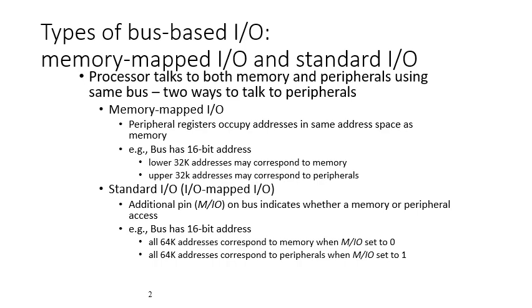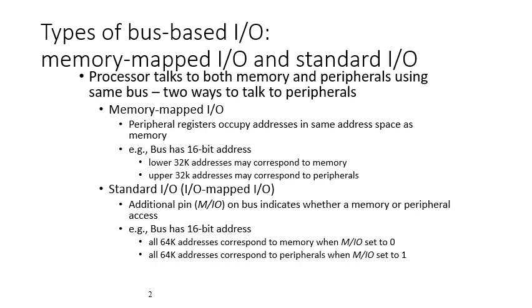In this slide we will talk about bus based input output. Basically we have two types of bus based input output. Number one is known as memory mapped input output, and number two is known as standard input output, also known as I/O mapped input output. The processor talks to both memory and peripheral using the same bus, and we have two ways to talk to peripherals: memory mapped and standard I/O.